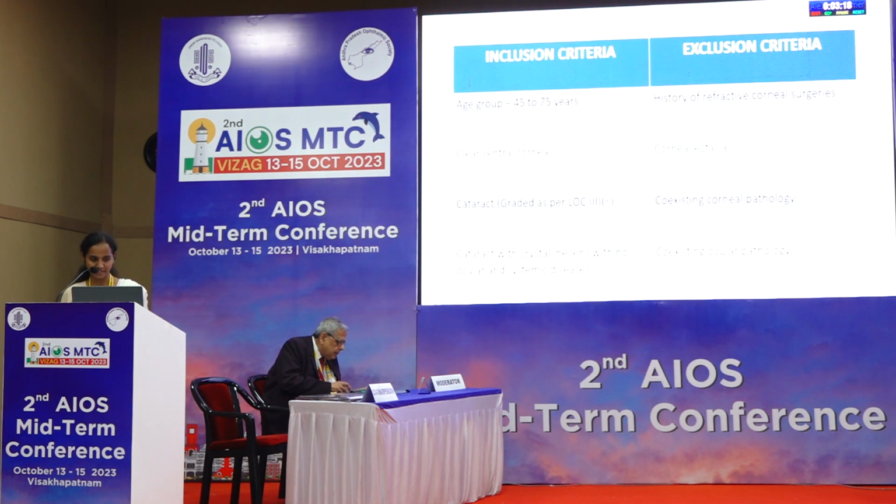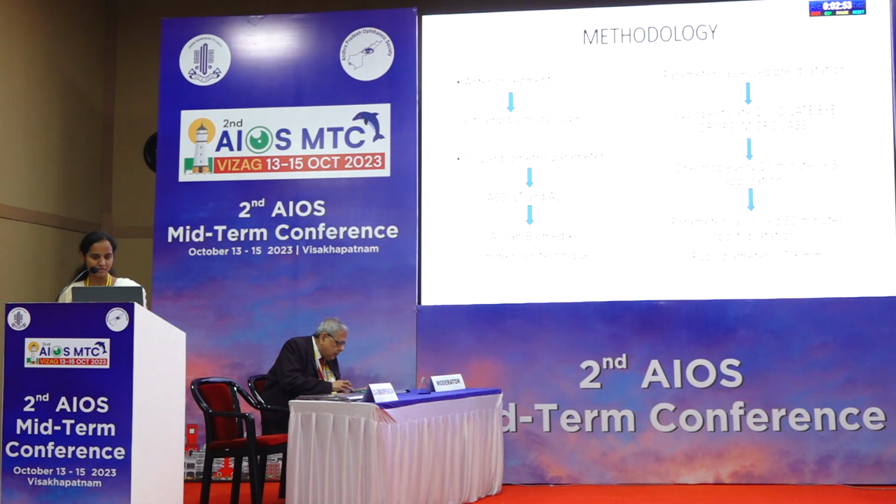Coming to inclusion criteria, I have included patients of age group 45 to 75 years who have a clear central cornea and cataract according to LOCS III grading, and no other ocular or systemic diseases. Coming to exclusion criteria, I excluded patients with previous refractive corneal surgeries or patients having any corneal ectasia or coexisting corneal pathology.